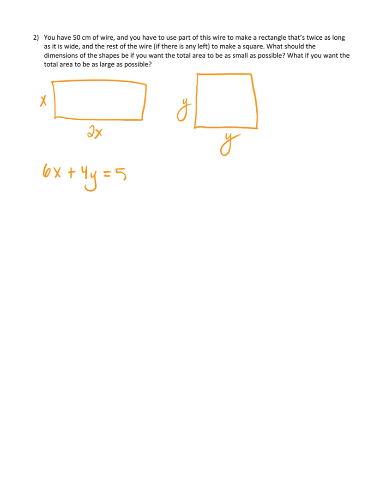And when I add those together, I have to get the 50 centimeters of wire that I used to build those two shapes. And then my other equation is going to be area, because that's what they're asking me to minimize. They want the total area of the two shapes to be as small as possible. So the area of the rectangle is 2x squared, and the area of the square is y squared, and we'll call that A for area. And that's what I want to minimize.